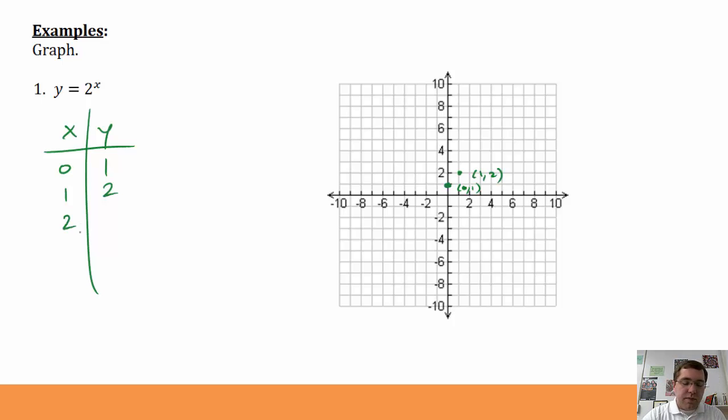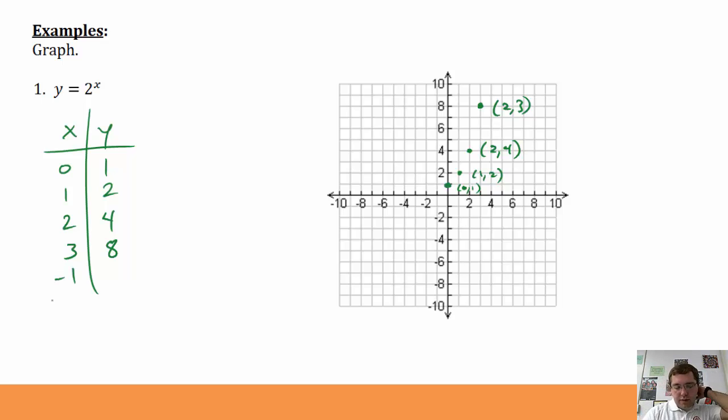If x is 2, then y is 2 squared, which is 4. If x is 3, then y is 2 to the third, which is 8. If x were 4, y would be 2 to the fourth, which is 16, and that's off my graph, so I'm not going to bother with that. But what happens if x is negative 1?